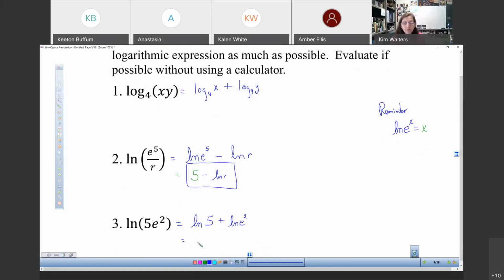The natural log of 5, I can only simplify with a calculator. And I can, but the directions specifically said without using a calculator. So I'm not going to do anything with these. Again, I am going back and using this cancellation property here. So the natural log of e to the second power has a value of what?